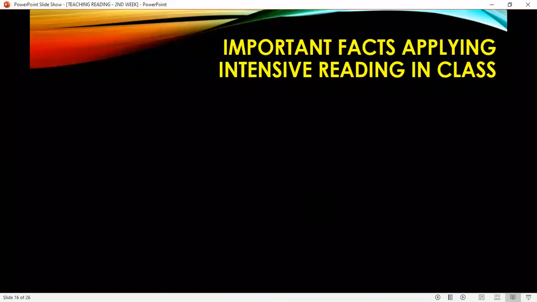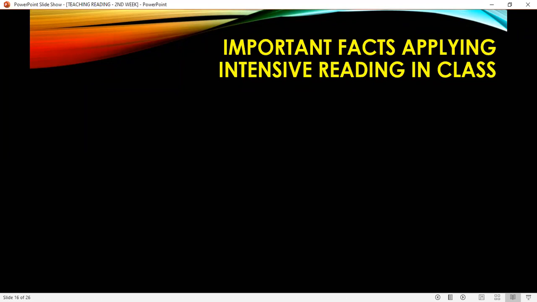Now, important facts applying intensive reading in class. Things that we have to take into account when we want to apply intensive reading. And as my own experience says, most of the teachers use the intensive more than the extensive because extensive reading takes more time to do. But intensive, no, you just give them 10, 15 minutes to read a text and complete some exercises, no? So you have to tell me if it is true or false, or you have to complete here or match the phrases. So notice that they are going to analyze the structure of the text. And it's easier to be done in class.